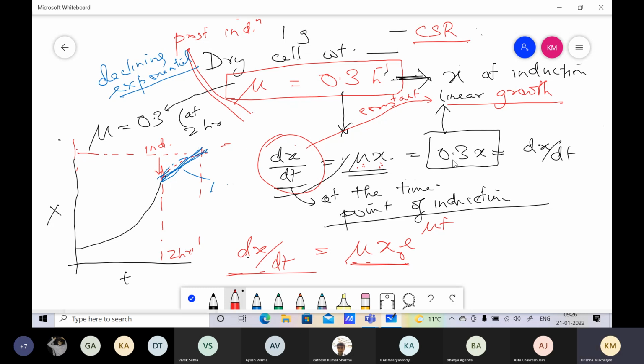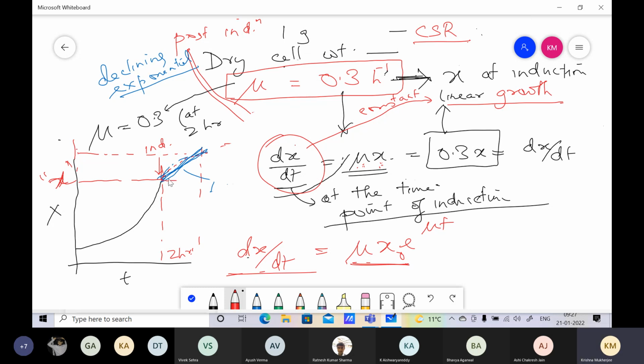Okay, and therefore it will be growing at the point of induction. If x is the concentration here, then the rate of growth is mu into x, which is 0.3 into x, which is equal to dx by dt. And this into 2 hours is the amount of increase in biomass.